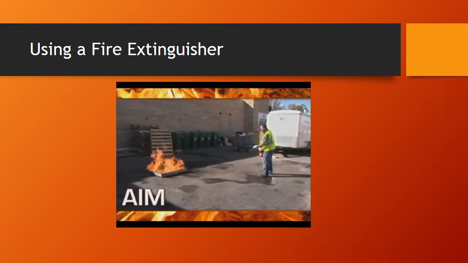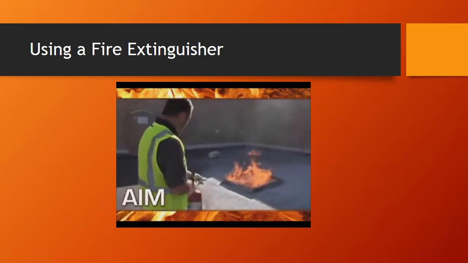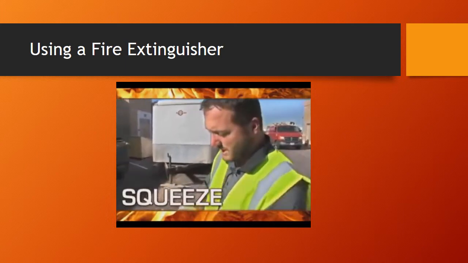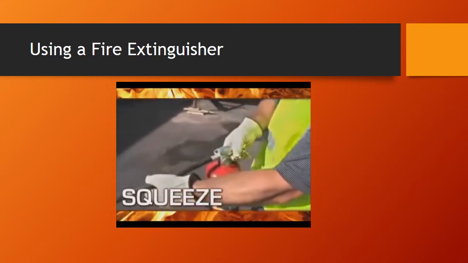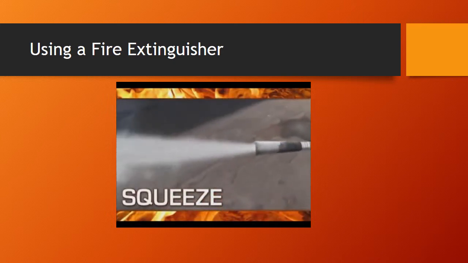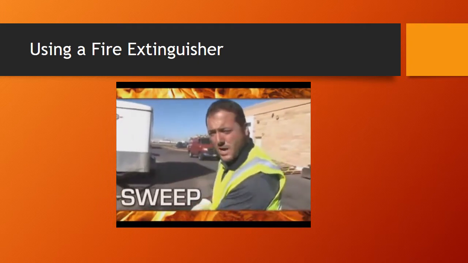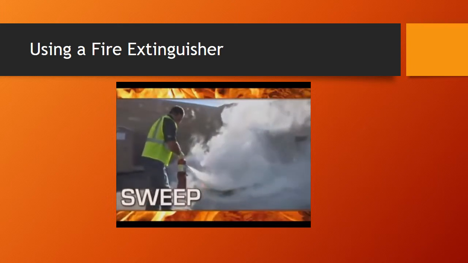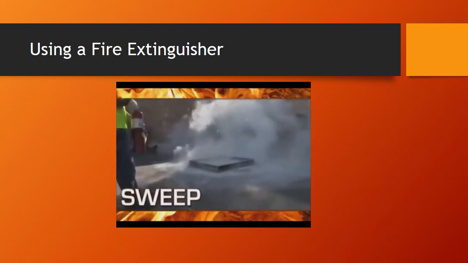Grab this nozzle, and we're going to aim at the base of the fire, stay a nice safe distance away. And S is for squeeze. When we squeeze this handle, we'll discharge the unit. And the last thing we're going to do is sweep. We're going to sweep at the base of the fire and try to put out the flames from the bottom up.